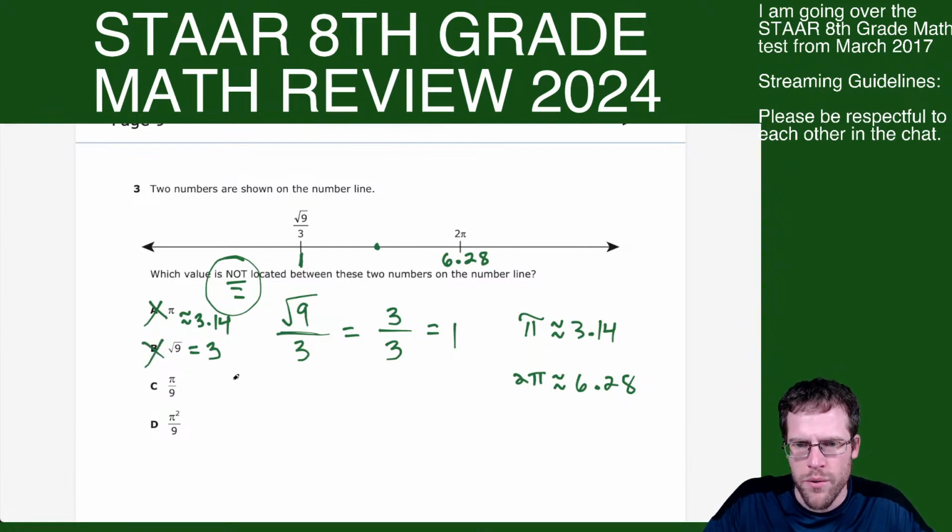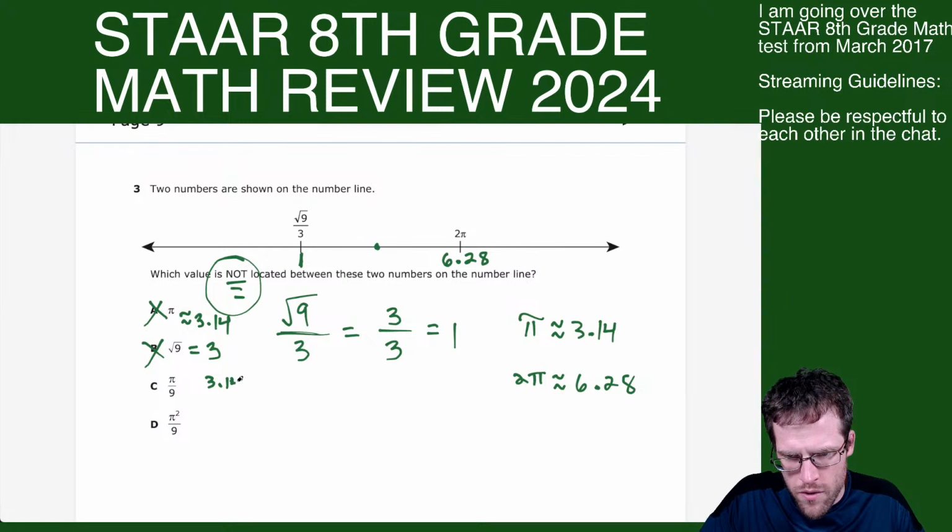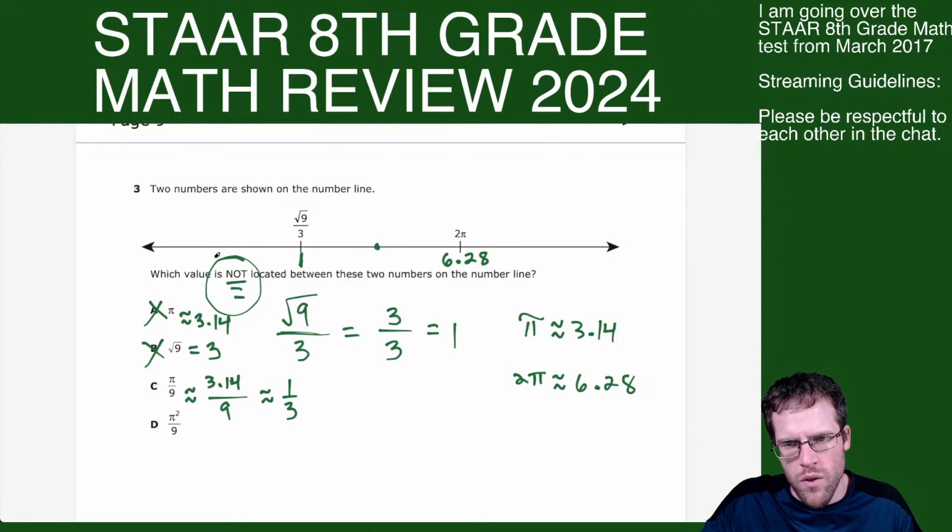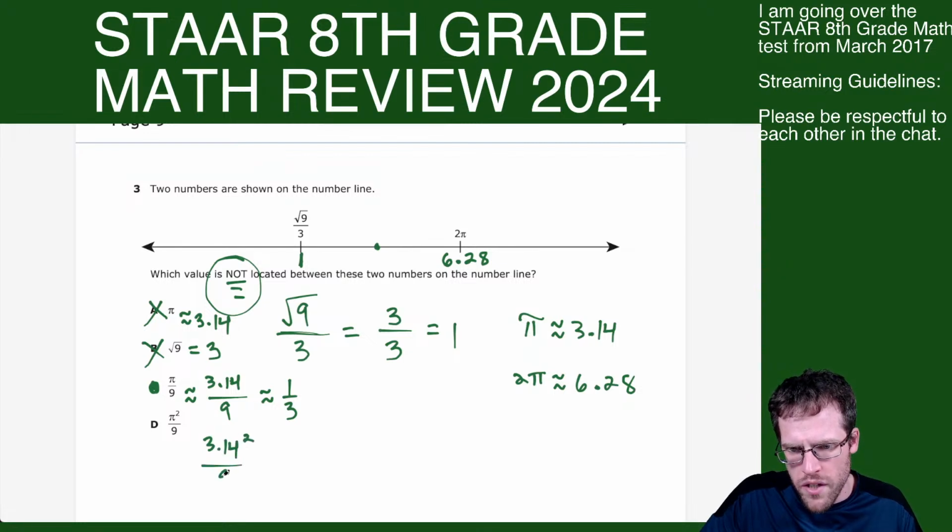Pi over 9, oh, here we go, is roughly 3.14 over 9. So this one here, I'll just make that neater. So 3.14 over 9. This is the rough approximation. And this makes me think of 3 over 9. So this is like roughly 1/3. And that is less than 1. So this one's looking like it. Okay. Pi squared, if I did 3.14 squared over 9, 3 times 3 is 9. So if I do a number a little bit more than 3 squared, that's going to be a little bit more than 9. So this one here is definitely looking like it's just greater than 1.